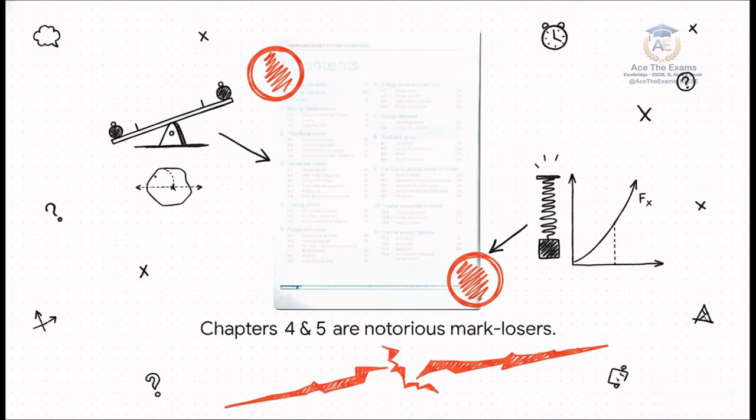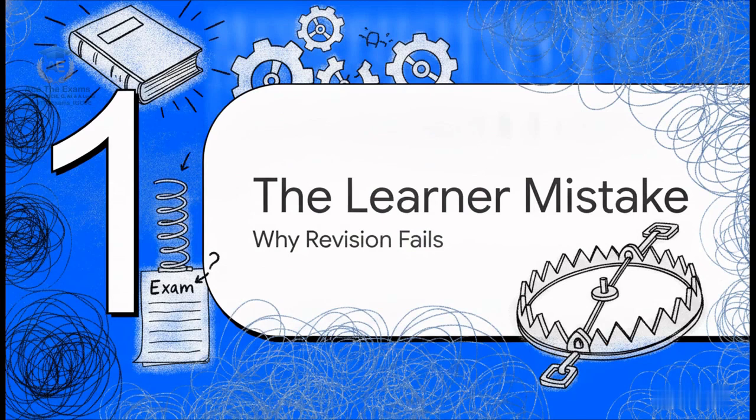Okay, so think about chapters 4 and 5 in your Cambridge Physics coursebook: turning effects, so moments and center of gravity, and forces and matter, which covers stretching springs and Hooke's law. These two specific areas are notorious across past papers. They are massive, heavy mark losers. This is where the majority of students bleed critical grade-boundary-shifting marks. And it's not because they don't understand the physics, it's because they simply don't know how to play the exam game.